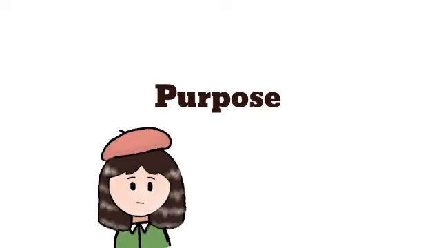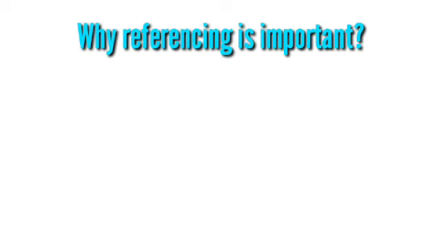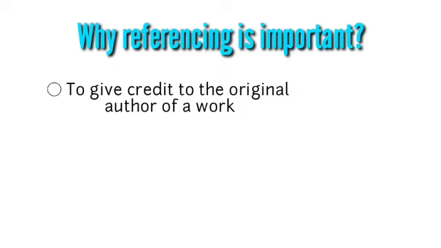Purpose for citing sources. To give credit to the original author of a work. Plagiarism is a serious offense in which someone takes and uses the ideas, information, concepts, arguments, or information of someone else, intentionally or unintentionally, without proper citation.